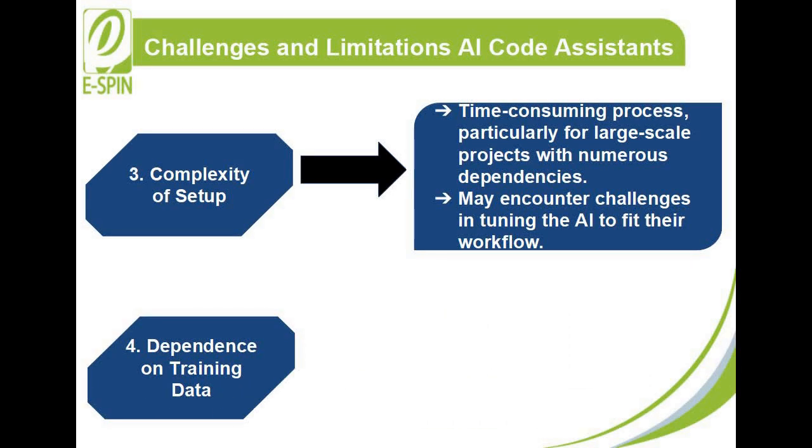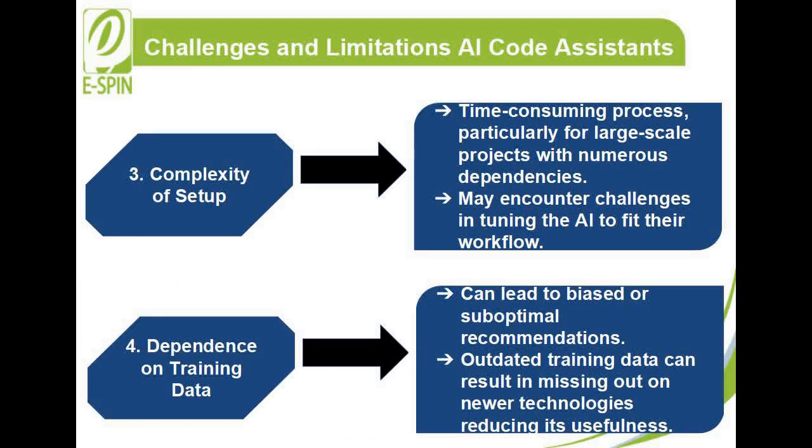4 is dependence on training data. For instance, if the training data predominantly features certain programming languages, frameworks, or coding styles, the AI might struggle to provide relevant suggestions for other languages or less common use cases. This can lead to biased or suboptimal recommendations, particularly in niche or highly specialized projects. Furthermore, outdated training data can result in the AI code assistant missing out on newer technologies or practices, reducing its usefulness.